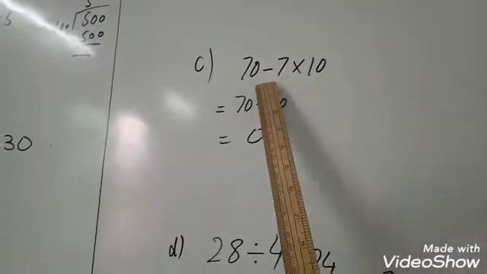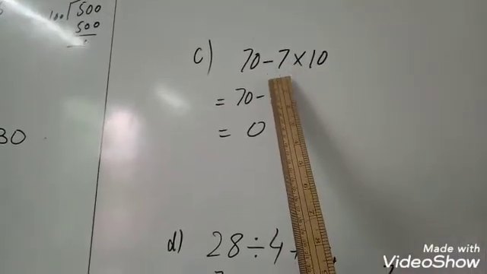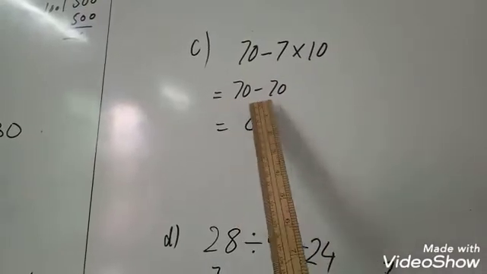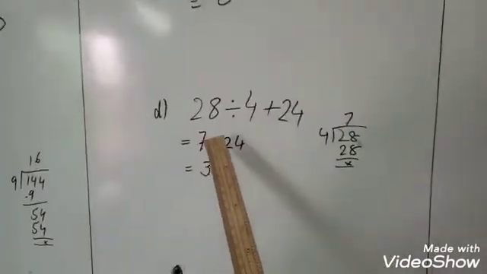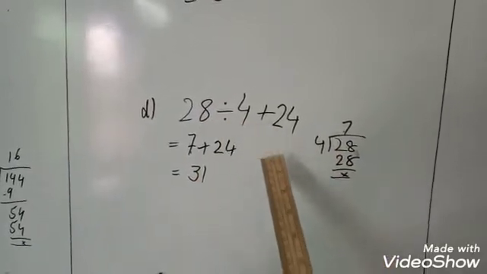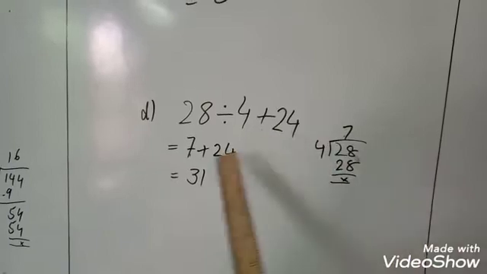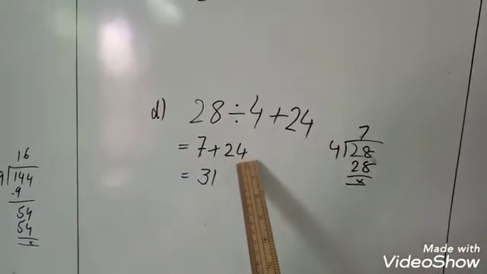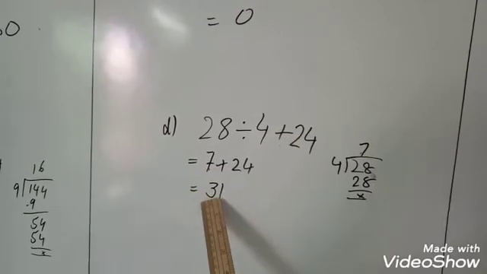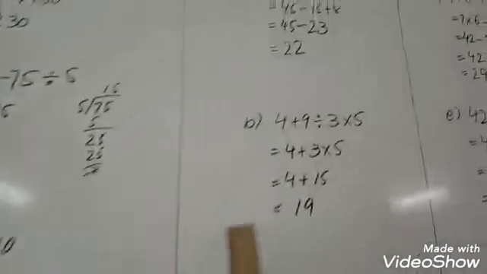Here subtraction and multiplication. First we solve multiplication. 7 multiply 10 is 70. 70 minus 70 is 0. 28 divided by 4 is equal to 7. So put here 7 plus 24 as it is. Add these two values, we get answer 31. Question number 6.